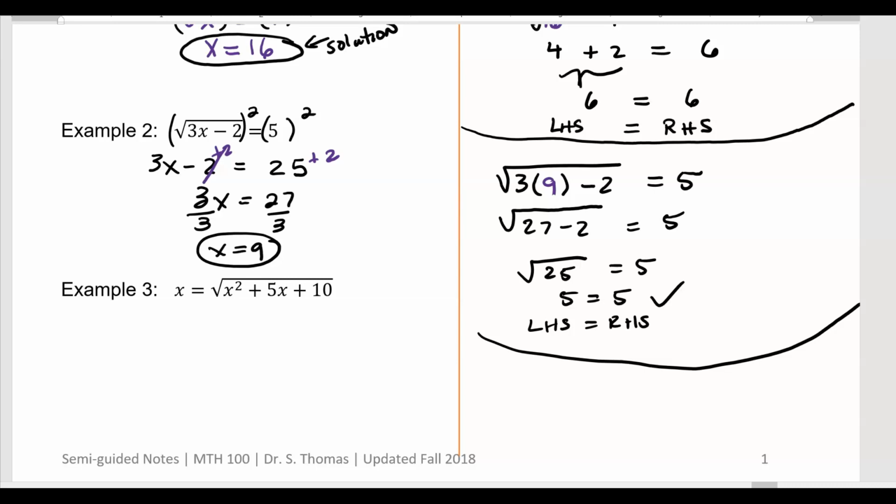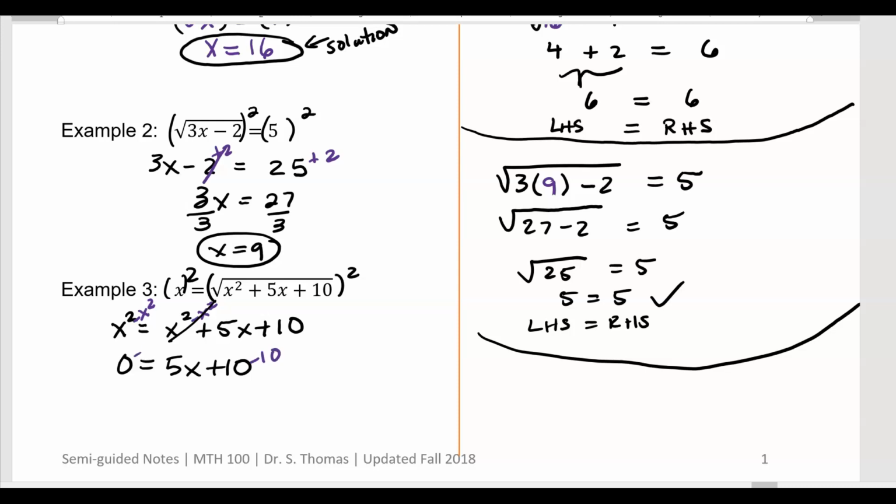Moving on to number 3. The radical is on one side by itself. It just happens to be on the right side this time. But we're going to square both sides. So on the left side we get x squared. On the right side we get x squared plus 5x plus 10. And then what I'm going to do is subtract x squared because I see that we can get rid of the x squared. That's going to be good because now we don't have to deal with the x squared term. Then we have 0 equals 5x plus 10. We're going to subtract 10 from both sides. We get negative 10 equals 5x. Divide by 5.